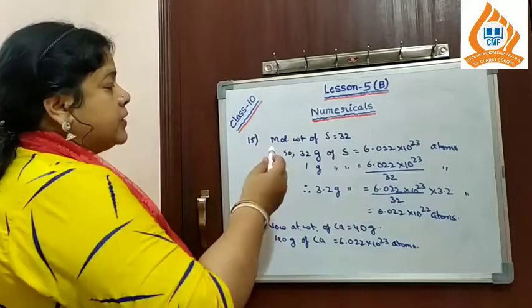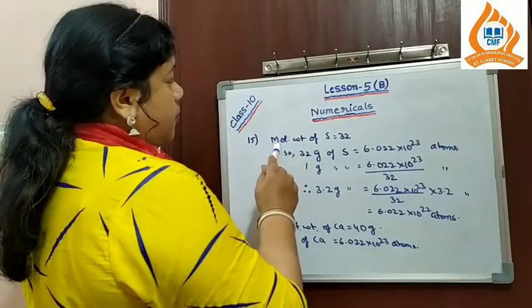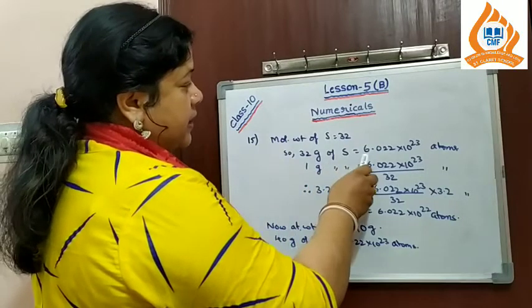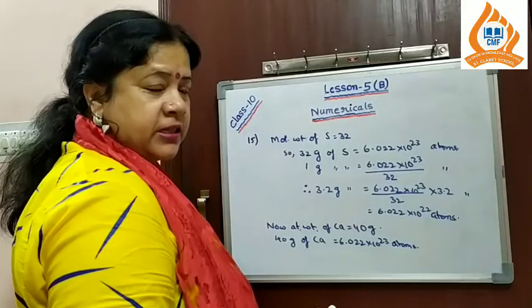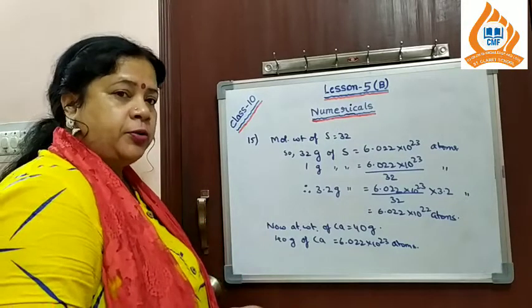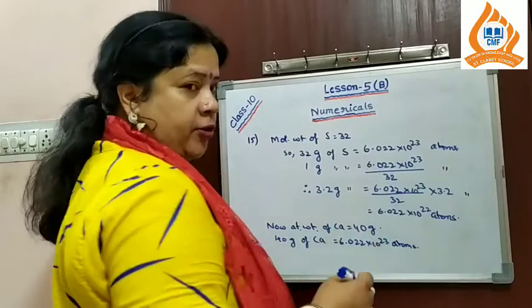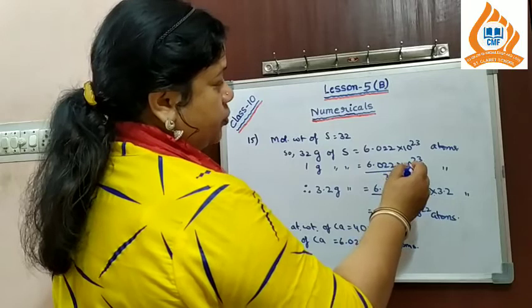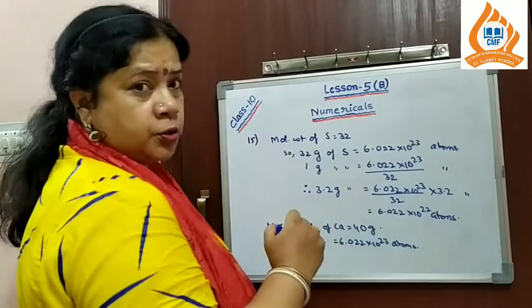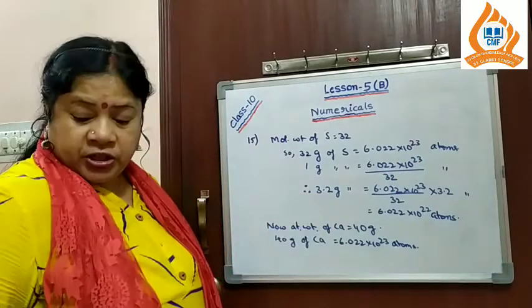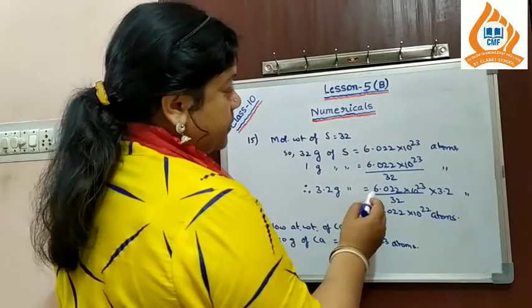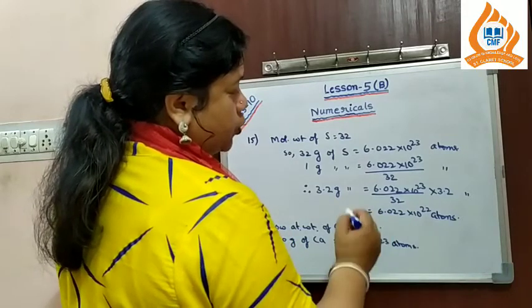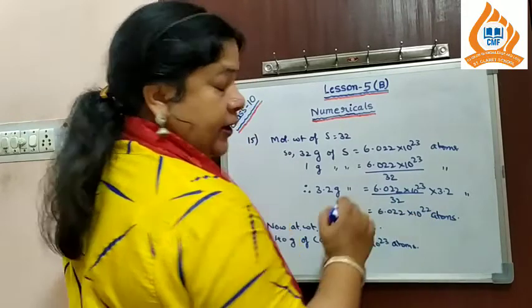So let us see. First we will talk about the sulfur. The atomic weight of sulfur is 32. So 32 grams of sulfur contains how many atoms? 6.022 into 10 to the power 23, that is the Avogadro's number. So 1 gram will contain 6.022 into 10 to the power 23 by 32 atoms. Now according to the question, 3.2 grams contains how much? We do this, and the answer comes out as 6.022 into 10 to the power 22 atoms.